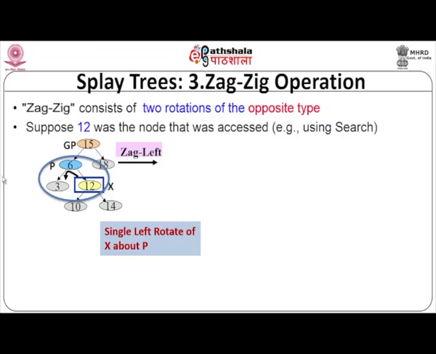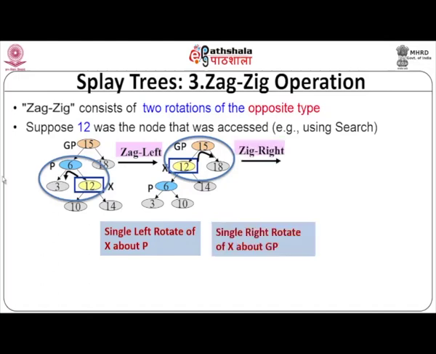So, you do that, and then you do a rotation, so what you get is this, and next you have to do a right rotate, as you have understood, zig right. So, you take the right rotate of x about its original grandparent. Now 12 gets rotated, and so you have it, very good, well balanced. Now 12 has reached the root.